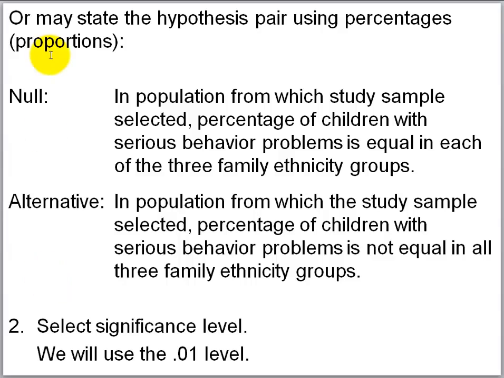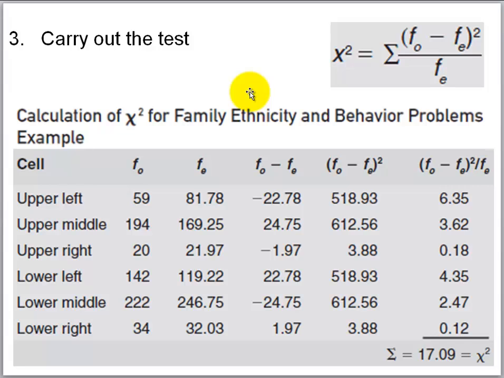One can also state the hypothesis pair using percentages or proportions. So, in the population from which the study sample was selected, the percentage of children with serious behavioral problems is equal in each of the 3 family ethnicity groups. And then the alternative could be stated to say that this percentage is not equal in all 3 groups. The second step in the model is to select a significance level, and we'll use the 0.01 level.